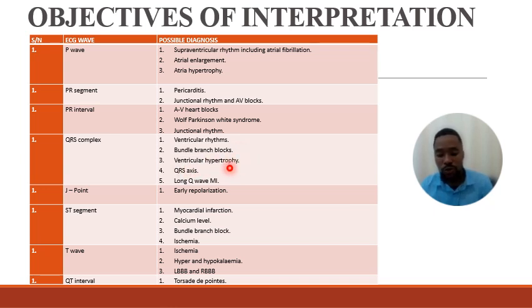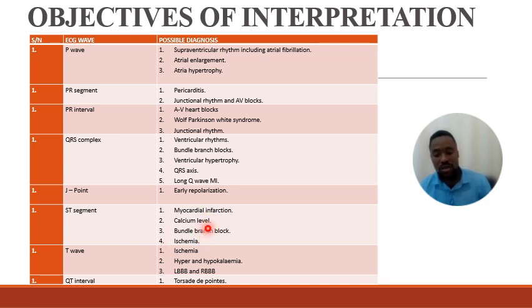Also ventricular hypertrophy, voltage criteria, you use your QRS complex. Also, for QRS axis, you use your QRS complex, whether it's left axis deviation, right axis deviation, extreme axis, or normal axis. Now, for long Q wave as well, use your QRS complex to look for old MI. J points, you use for early repolarization. Also, the ST segments, you use to check for myocardial infarction, either ST elevation myocardial infarction or non-ST-elevation MI. So calcium level, when it is short, it is hypercalcemia. When it is wide, it is hypocalcemia.